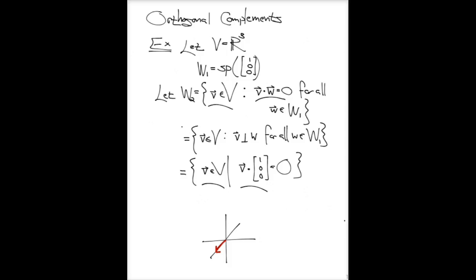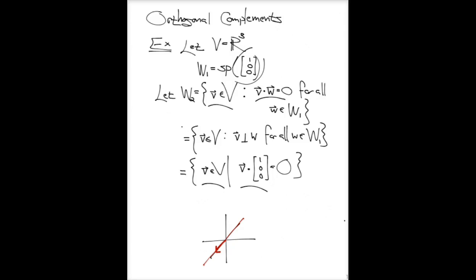First, here's W1, or at least first here's the vector which spans W1, (1, 0, 0), drawn in red down here. And so W1 is the span of this vector, so it's just the line through the origin which is parallel to this vector. So there we have a picture of all of W1. So W2 is the collection of all vectors which are perpendicular to everything along the red line, or all the vectors which are perpendicular to (1, 0, 0).